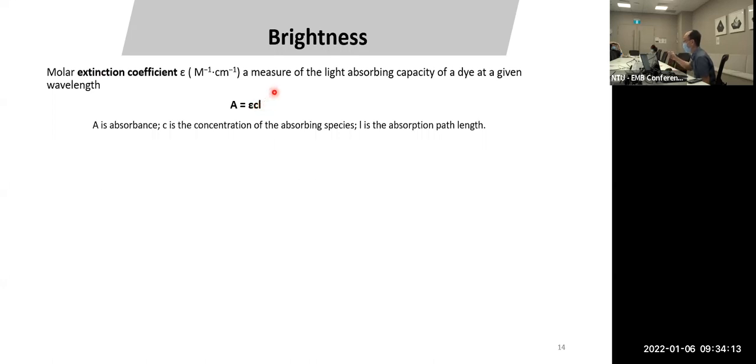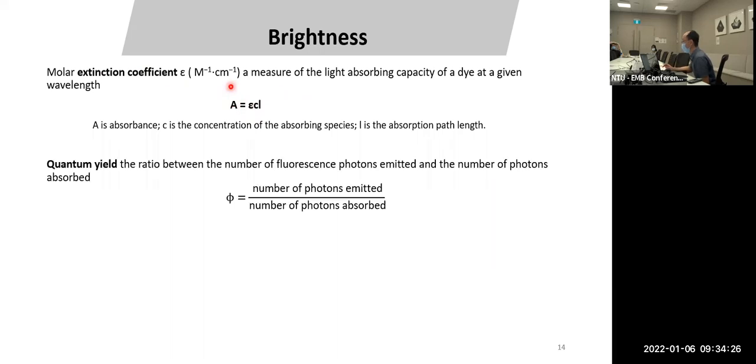This is when you put your cuvette into your UV spectrophotometer, and the light path is usually 1 cm. But that's not important. What is important is that if the extinction coefficient is high, your absorbance is high, meaning you are able to take in more photons for excitation. Next, even if you absorb more photons, it does not mean that you emit more photons, right?